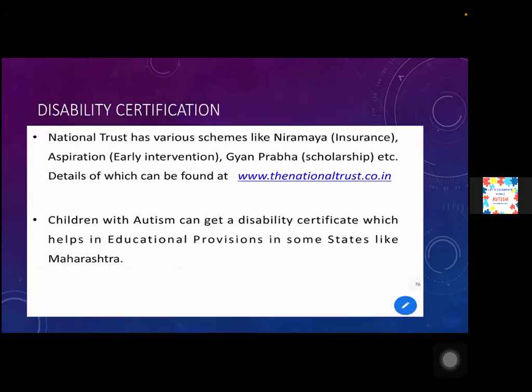To inform the parents in today's webinar, there are many schemes available for children with autism. The National Trust has various schemes, like the Niramaya scheme for insurance, Aasra for early intervention, and the Gyan Prabha scheme for scholarship. The details can be found at nationaltrust.co.in. Also, children with autism can have a UDID card made, which allows them certain monetary benefits. There are also concessions in railway tickets and hotel stays for children with autism.